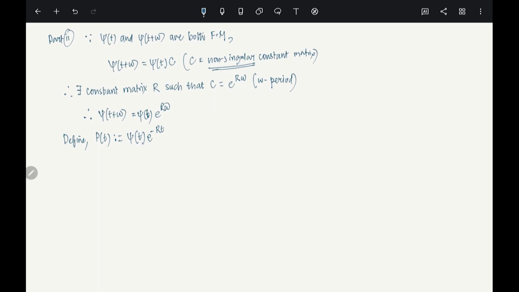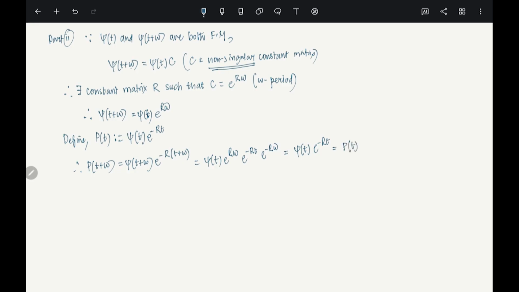So we define a new function P of t, of course a matrix, which is given by phi of t times exponential minus rt. Therefore, what is P of t plus w? It is nothing but psi of t plus w times e to the power minus r(t plus w). Now psi of t plus w is psi of t times C, and C is e power rw. And this is e power minus rt times e to the power minus rw. Clear? We can write it like this because they commute. And then this is nothing but phi of t times e to the power minus rt.